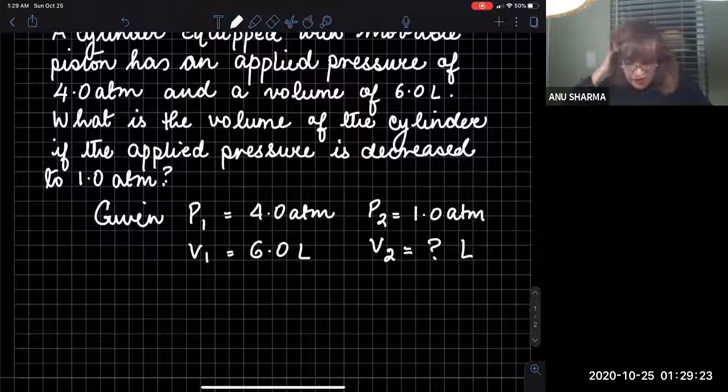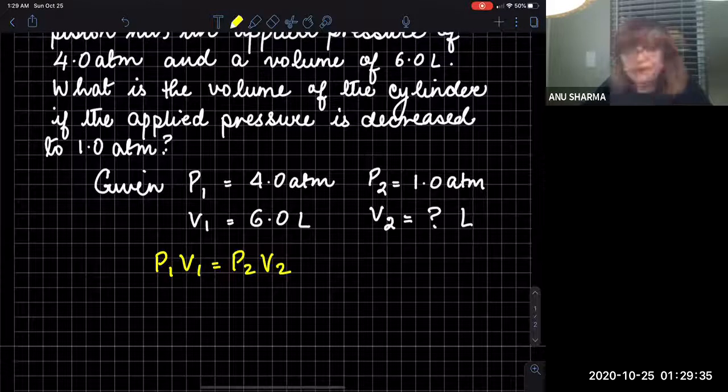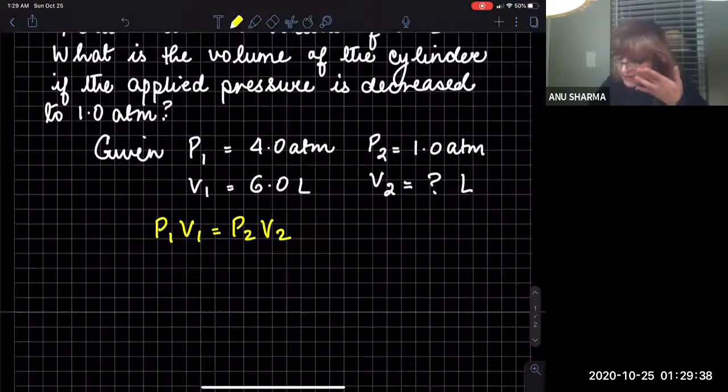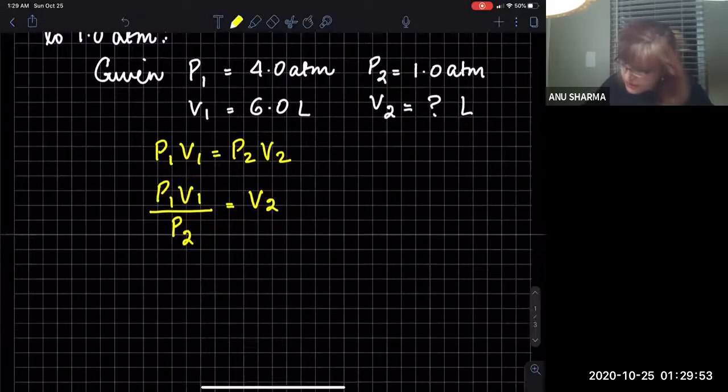Now, always for the gas laws, you should always write the formula. So we know the formula is P1 V1 is equal to P2 V2. In this case, we need to find V2. When you do the algebraic conversions, you are going to get P1 V1 over P2 is equal to V2. Now you just plug in the numbers, and make sure that the units are the same on both sides. If the units are not the same, then you have to change one side, whichever side you decide to, it doesn't matter.